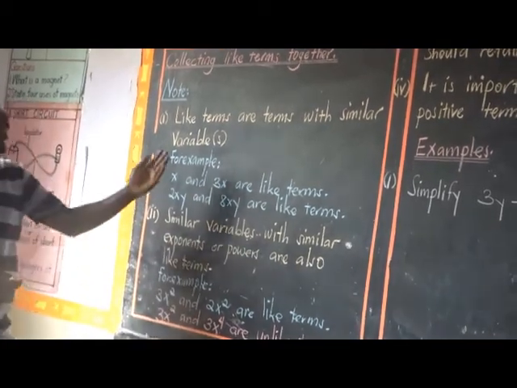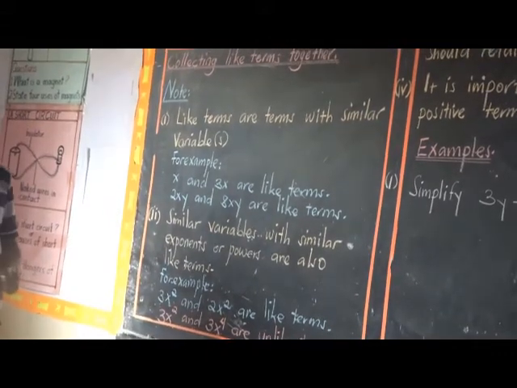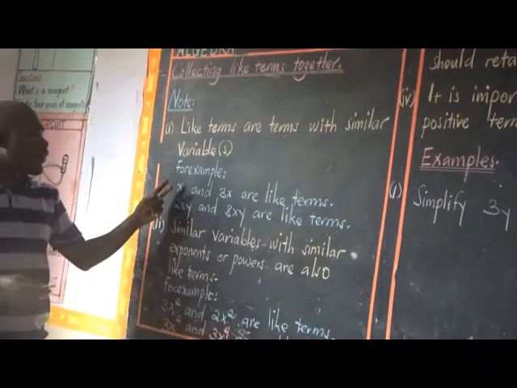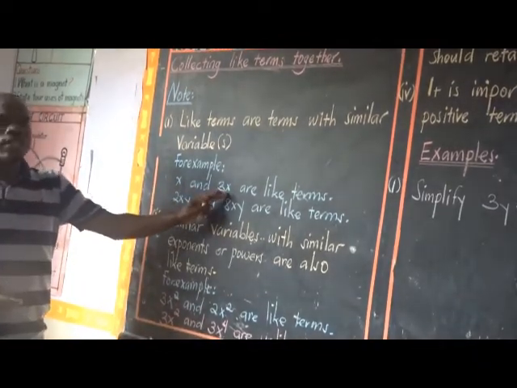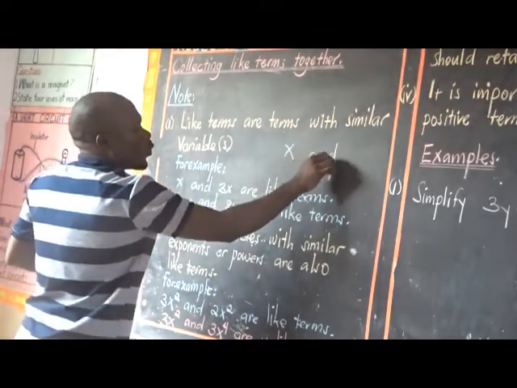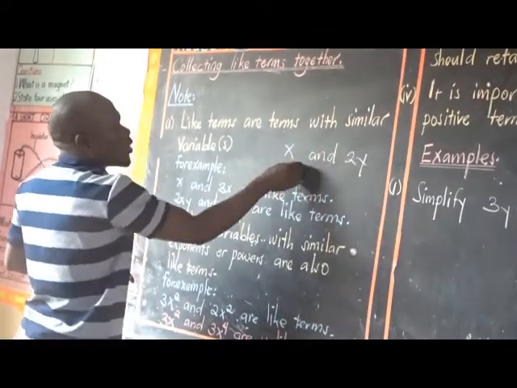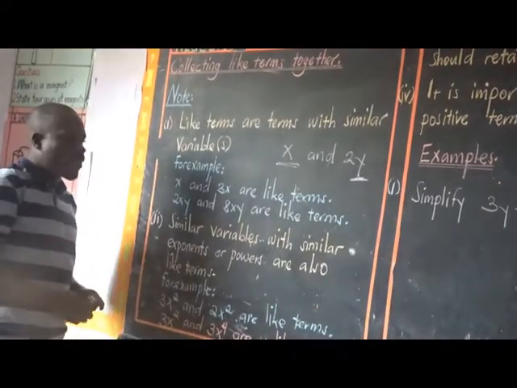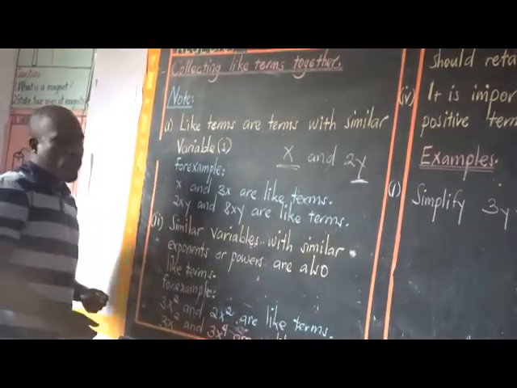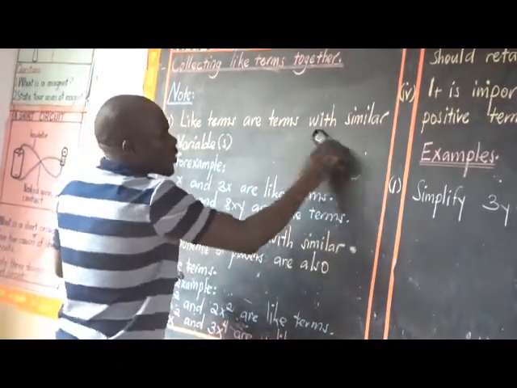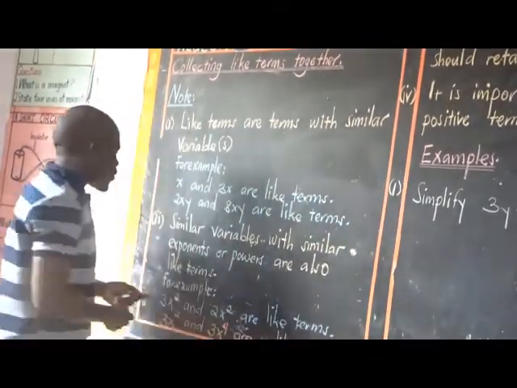And definitely, when they are like terms, we also have unlike terms. If we have x and 3x, these are like terms. But if, for example, we have x and then we have 2y, because this one is x and this is y, these ones are unlike terms. In other words, they don't have the same variable, so we have no reason to call them like terms. Our focus is majorly on like terms.